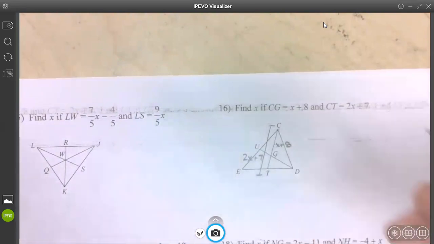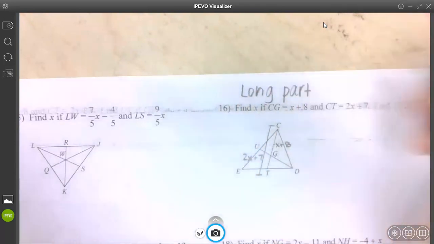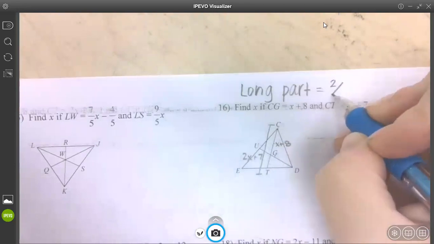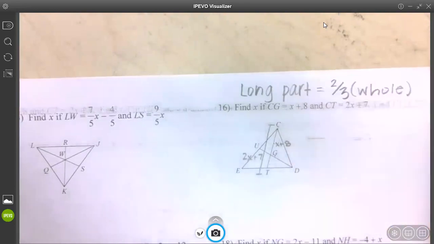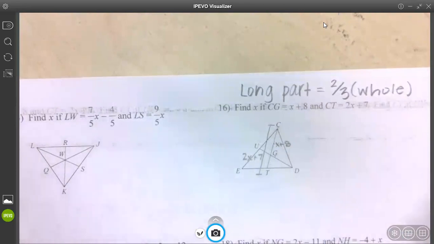So our formula is going to be the long part. In this case, CG is the longer part, equals 2/3 times the whole line. So the whole line is C to T. Again, you'll have to look at your line. You need to determine whether it's the long part or the short part. If it's a short part, we got to do something different. We got to be able to find the long part. But we'll talk about those in a minute. Those will be the last ones we talk about. But for now, they're going to give you the long part and you're going to multiply or set it equal to 2/3 times the whole.